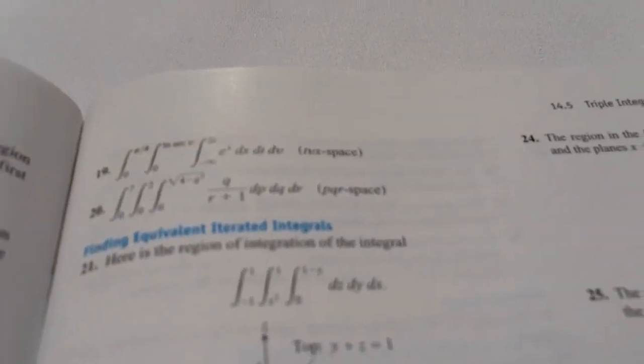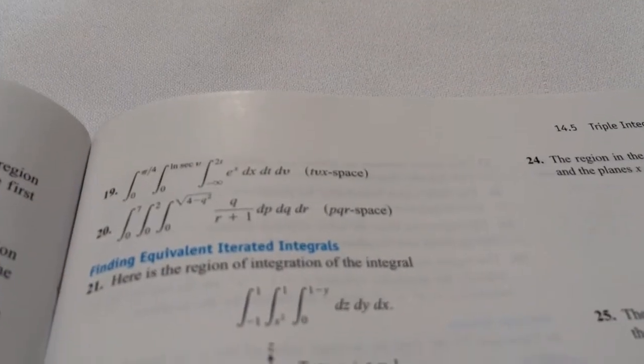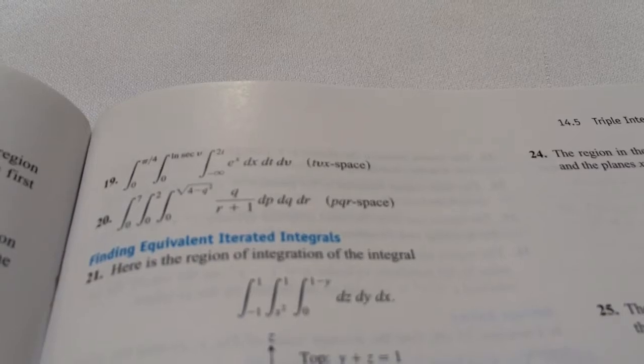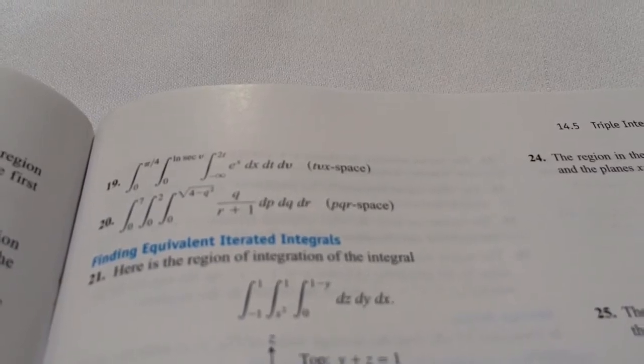So let's try another one. This is number 20. Notice here, instead of Z and X and Y, you have P and Q and R.